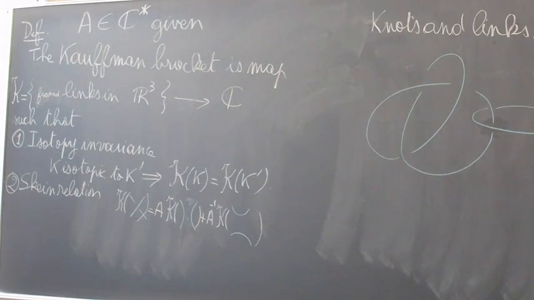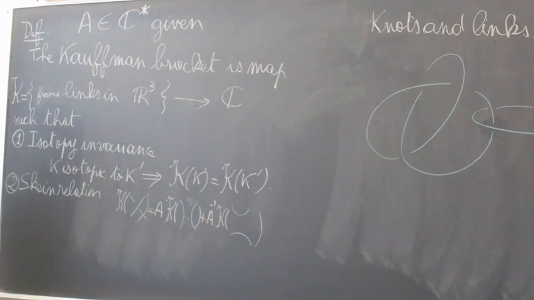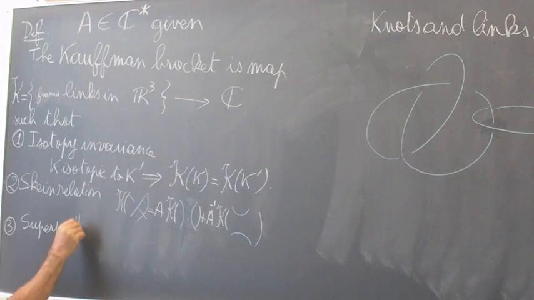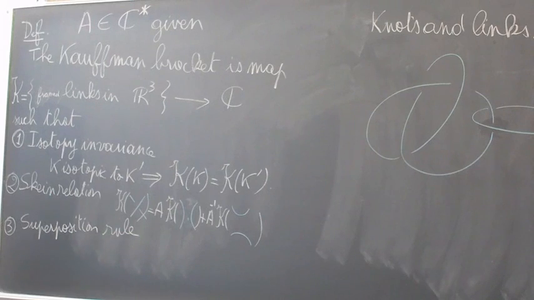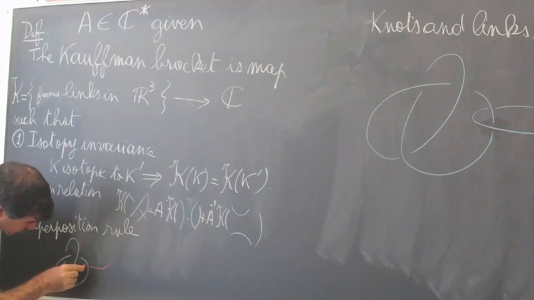Okay, now, don't ask me where this comes from. I will tell you a little later, but right now, well, why not? It's a linear relationship between these things. And then the third condition is the superposition rule, which is the following. If I have a first knot, and I put it on top of another one, I'm not going to try to make something too fancy, but let's see.